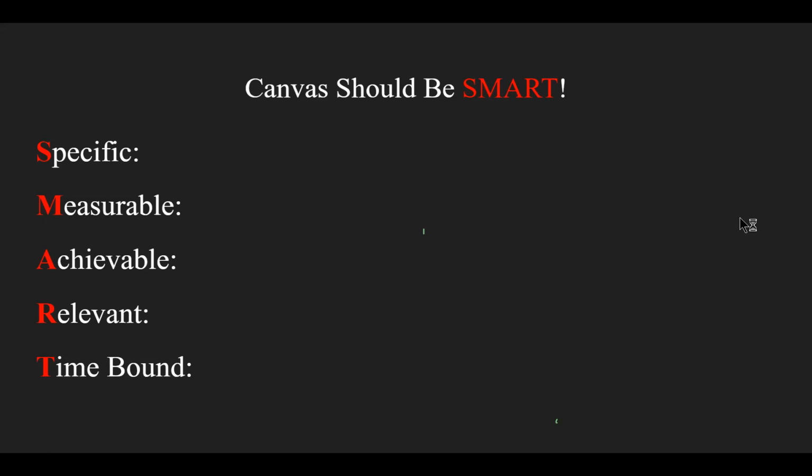Because if you're selling some things on the street, you will not be able to say that your revenue streams will come from the internet. It should be achievable, and it should be relevant, and it should be time bound. I'm not just going to go on this for that long.